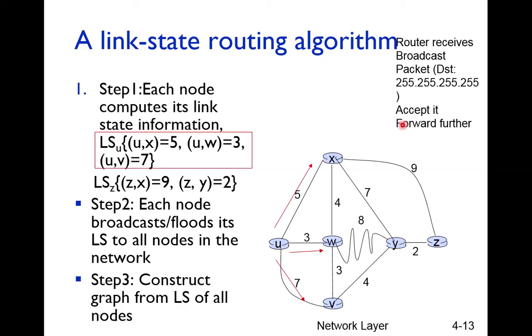When the packet is received with the destination 255 by any router, it accepts the message and forwards it further, because this message is for all the nodes, which means that it should also be forwarded to Z. When u sends it, it sends directly to X, W, V, because they are connected, so it cannot directly send to Z. So X will forward it further to its neighbors. Okay, so this is the information.